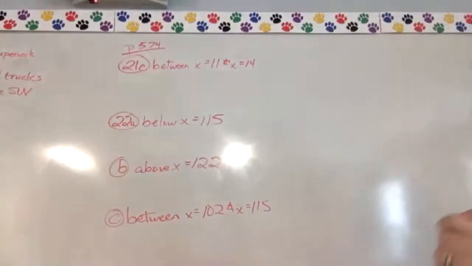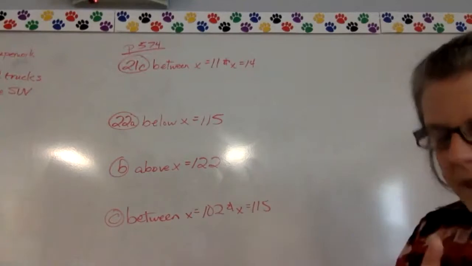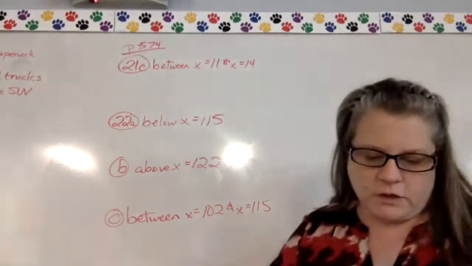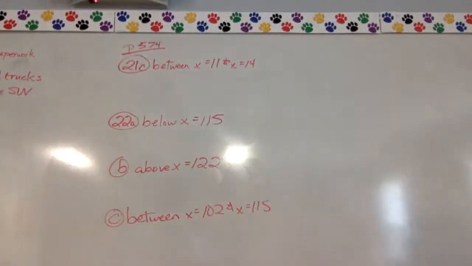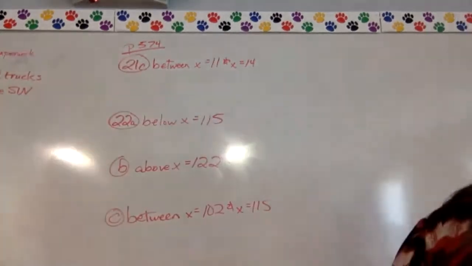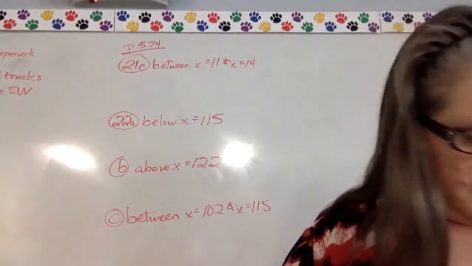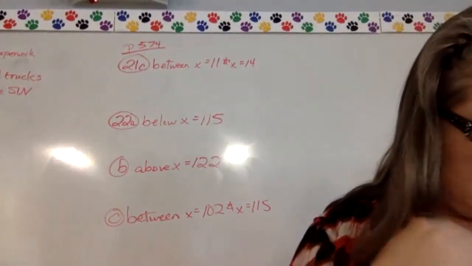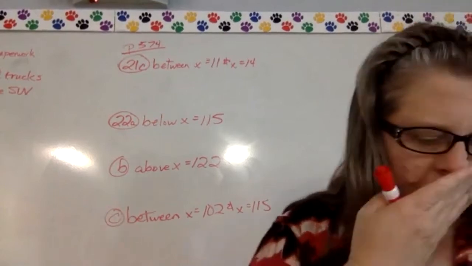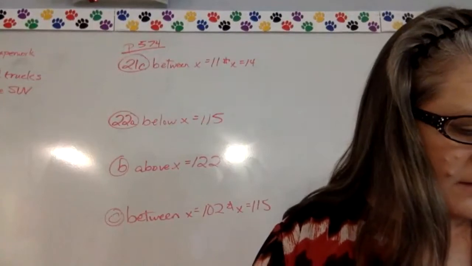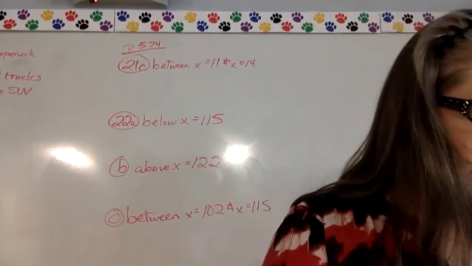All right, so on page 574, what we're going to do first is number 21, part C. On 21, part C, it said find the areas for each normal distribution using the given information. So for 21, your mean was 12 and your standard deviation was 1.5.